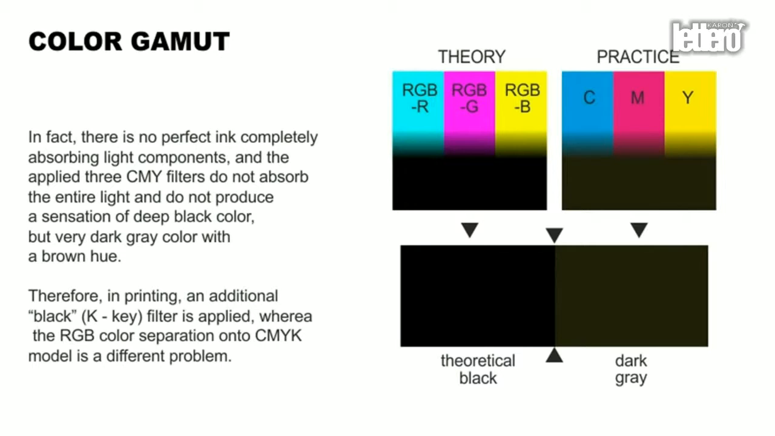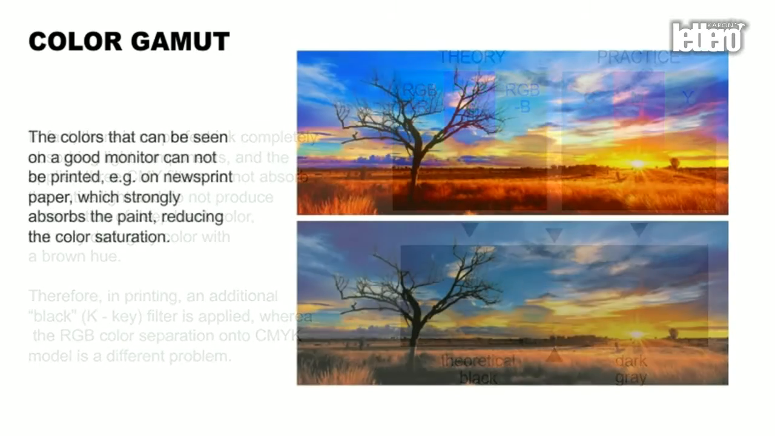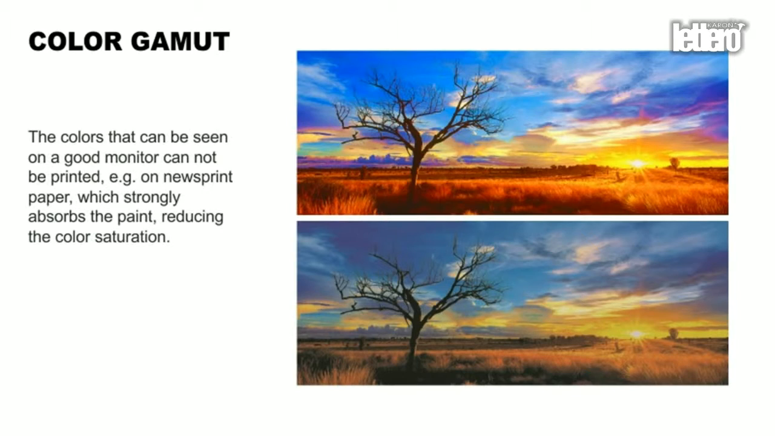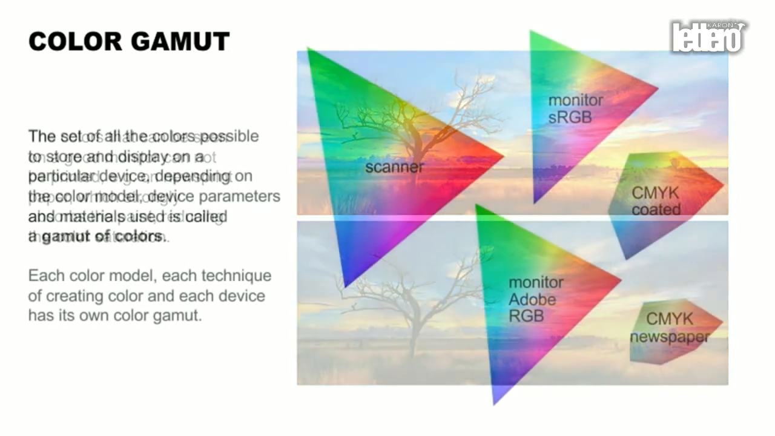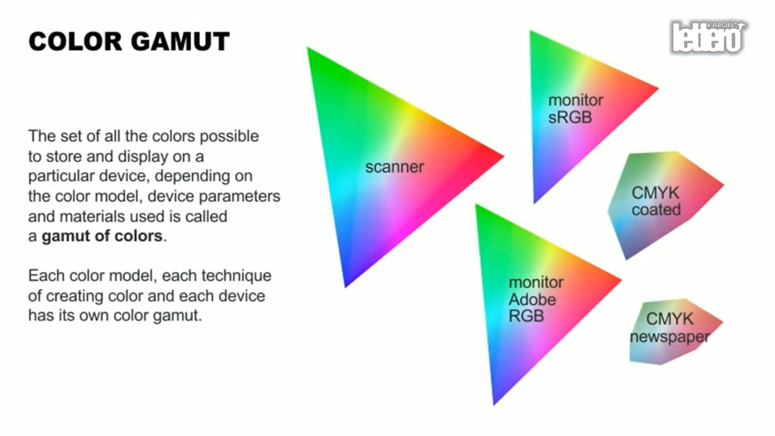The separation of RGB colours into the CMYK colours is a separate issue. The colours that can be seen on a good monitor screen cannot be printed, for example in a newspaper, which strongly absorbs the ink, thus reducing the colour saturation. The set of all colours that can be stored and displayed on a particular device, depending on the colour model, device parameters and materials used, is called a gamut of colours.